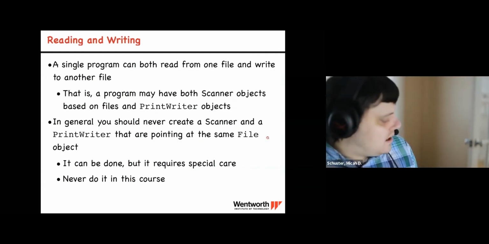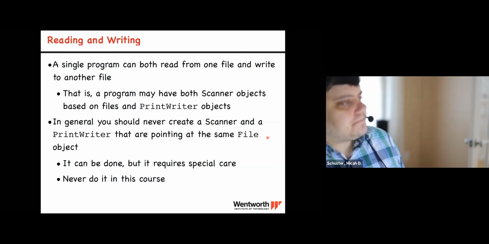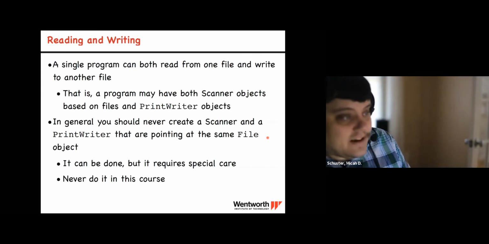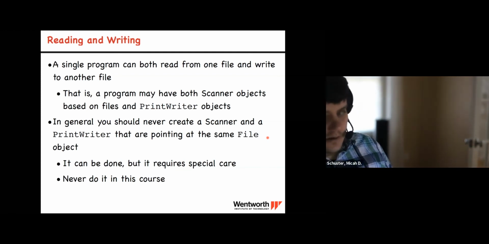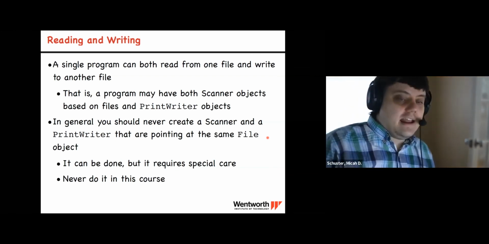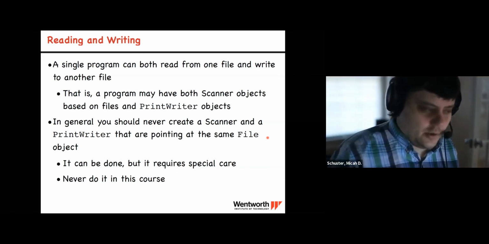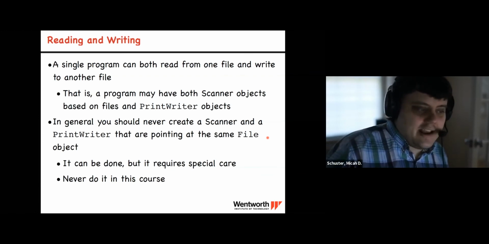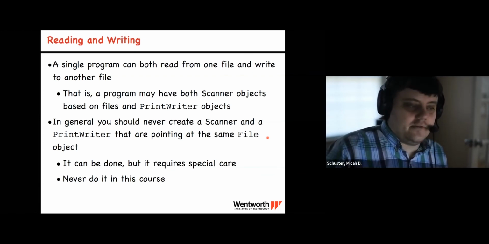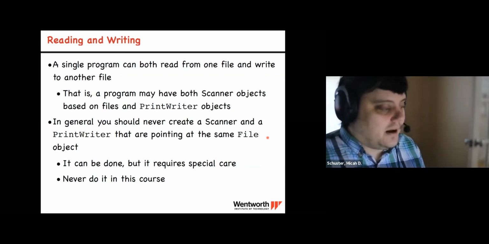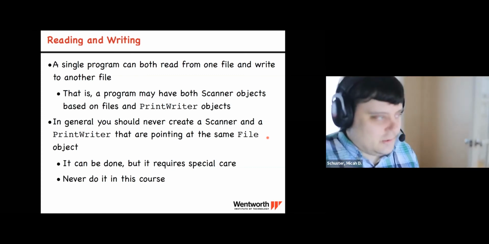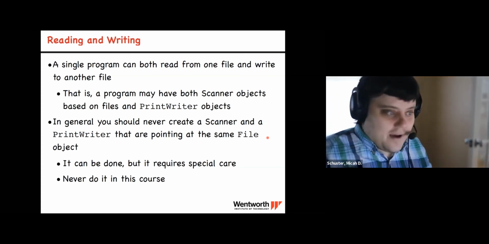All right. So there's a little bit more to talk about. A single program can read from one file and write to another file at the same time. So you can have a Scanner that opens a file and a PrintWriter that opens a different file. That's one of the keys here, a different file. In general, unless you're careful and know what you're doing, never create a Scanner and a PrintWriter that point to the same file at the same time. It can be done, but we're not going to do it in this course. We're not going to do it in CS2.